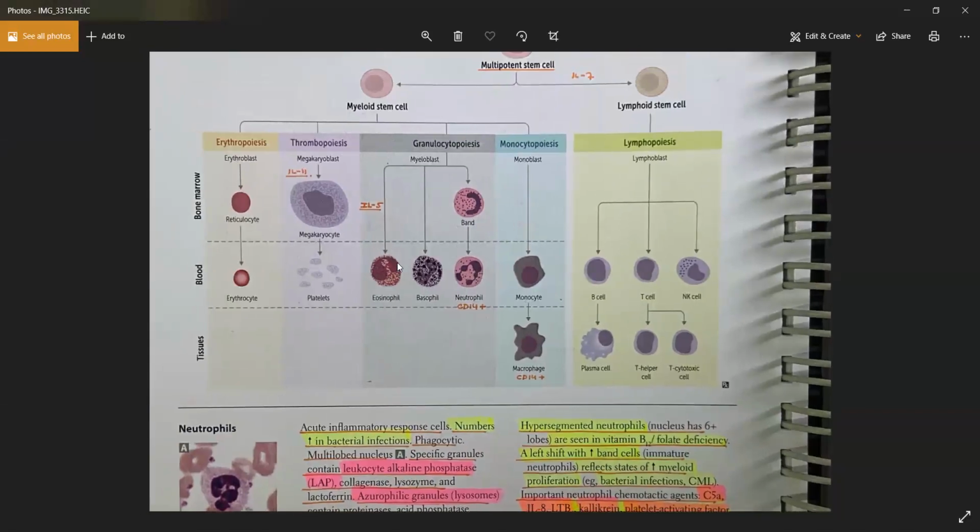And which interleukin forms the eosinophils? It is interleukin 5. Do remember this fact also.